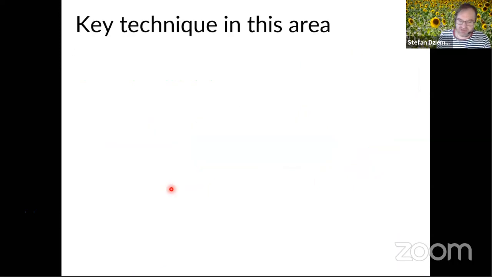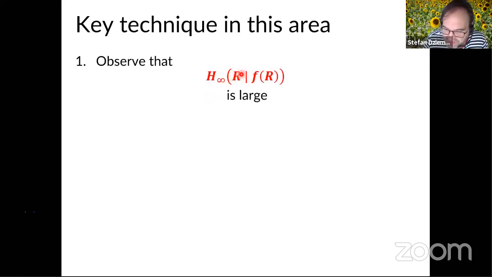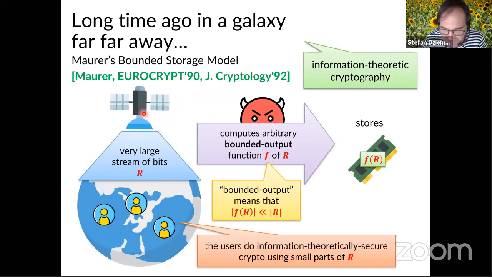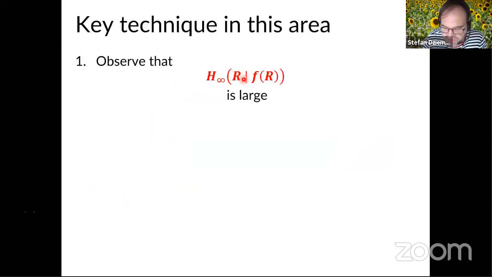But there was a very nice key technique in this area. It actually took people some time to understand that that's the way it should be presented. So first you look at the distribution of the string R. You assume the string R is completely random, right? So you look at the distribution of the string R given what the adversary learned, what he stored in his memory, and you observe that the entropy has to be large.